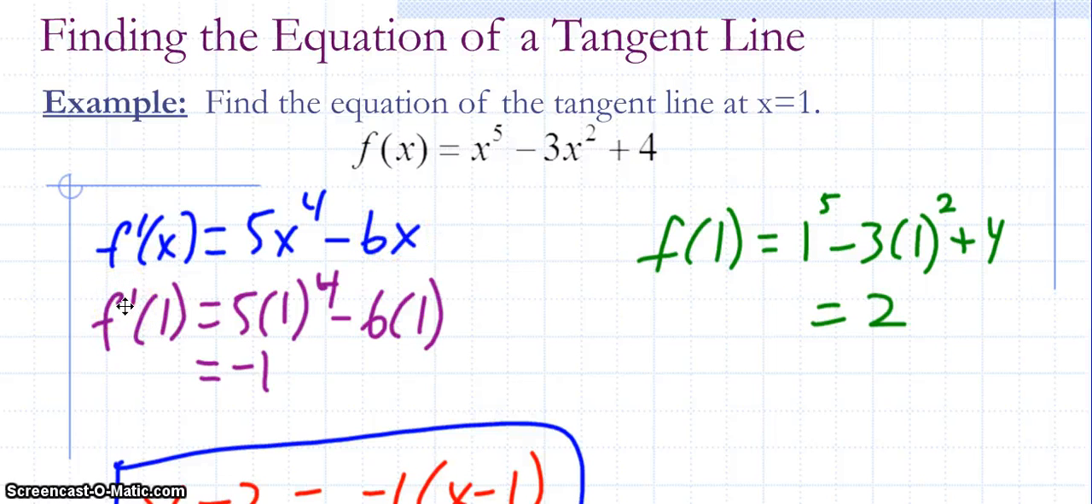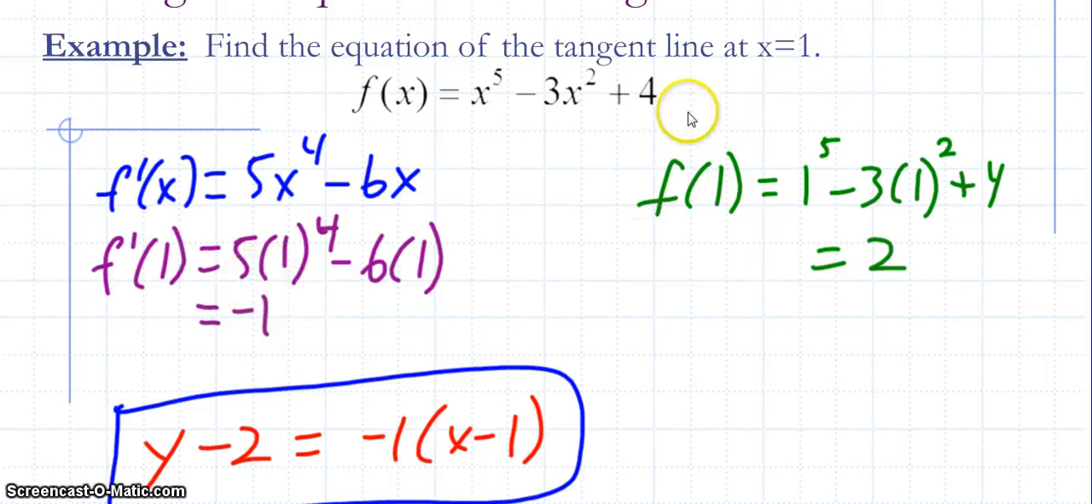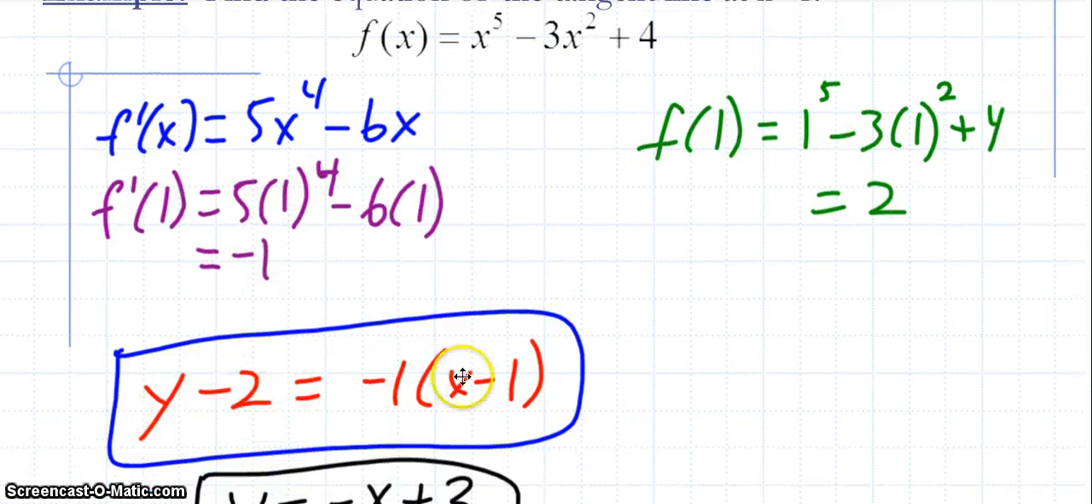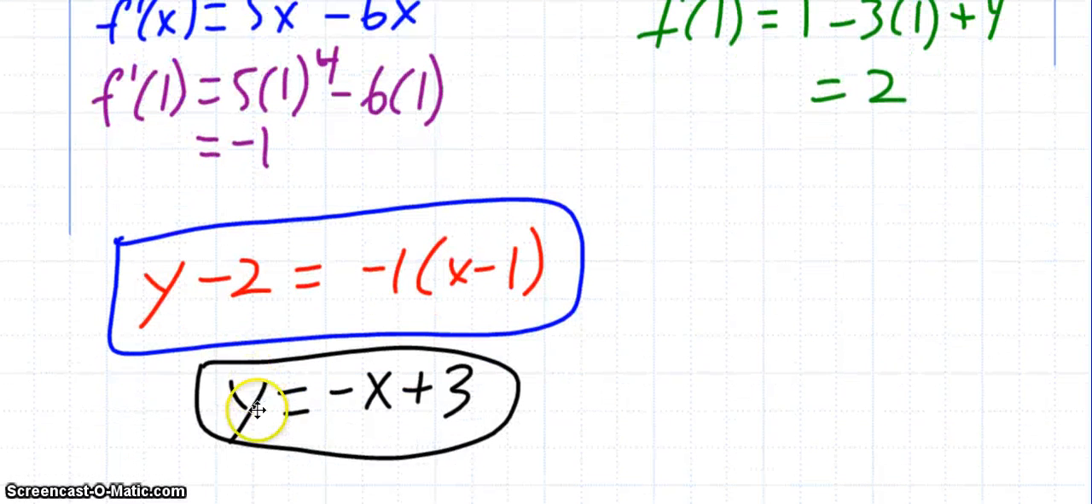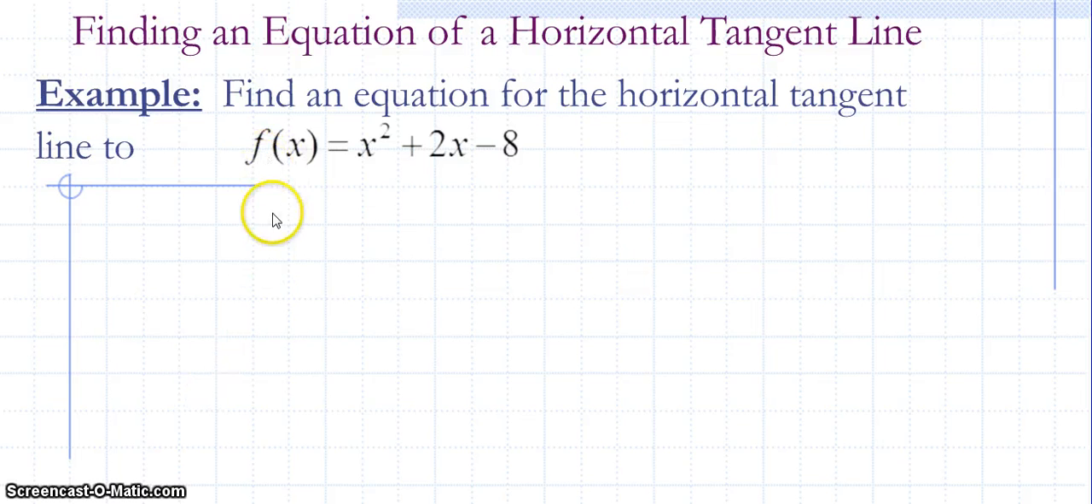Then I want to find the slope at 1, so I plug in 1, because remember this represents the slope at any x value. Plug in 1, and I end up with negative 1. So now I know a slope and a point. So I can write the equation of my line in point slope form. Y minus 2 equals negative 1 times the quantity x minus 1. Or I could rearrange it to slope intercept form. Y equals negative x plus 3. Either is correct.